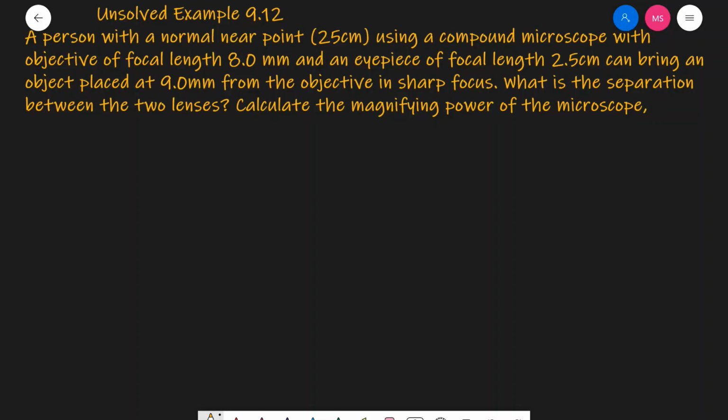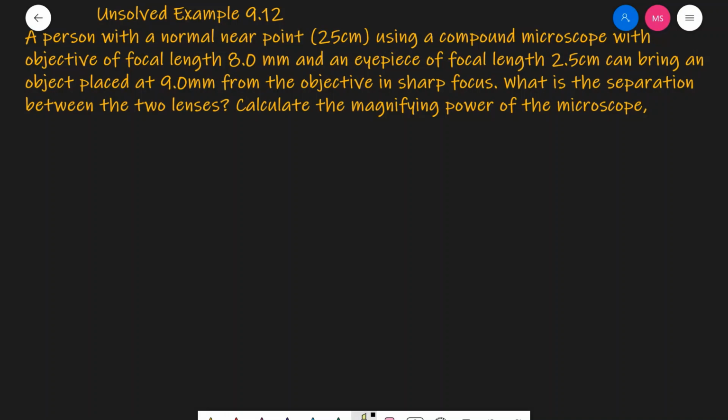Unsolved example 9.12. A person with a normal near point 25 centimeter using a compound microscope with objective of focal length 8 mm and an eyepiece of focal length 2.5 centimeter can bring an object placed at 9 mm from the objective into sharp focus. What is the separation between the two lenses? Calculate the magnifying power of the microscope.